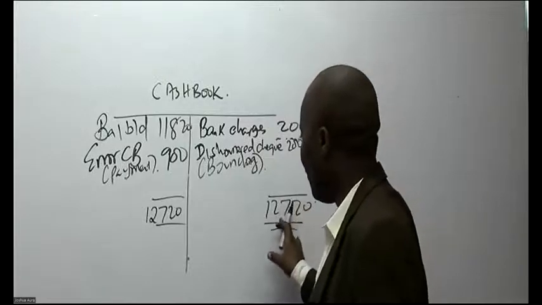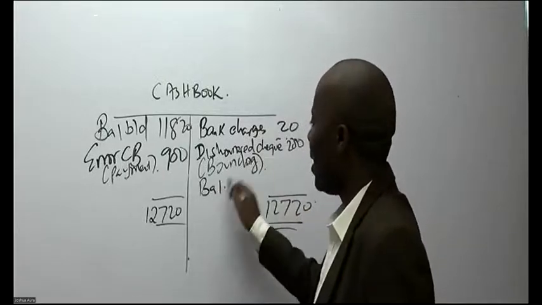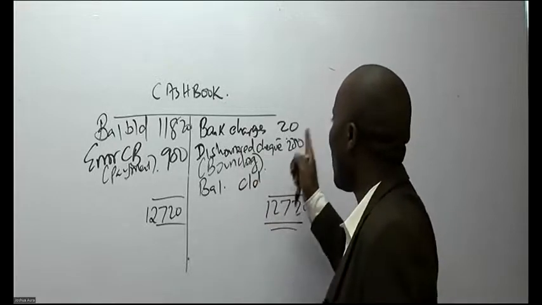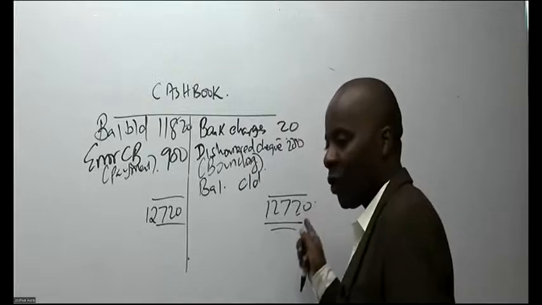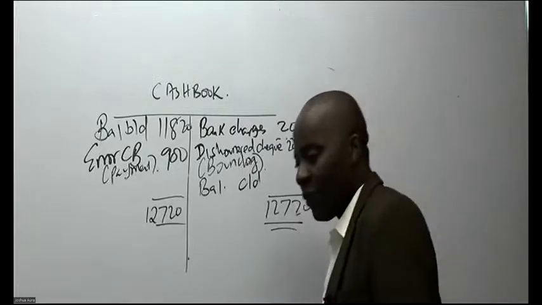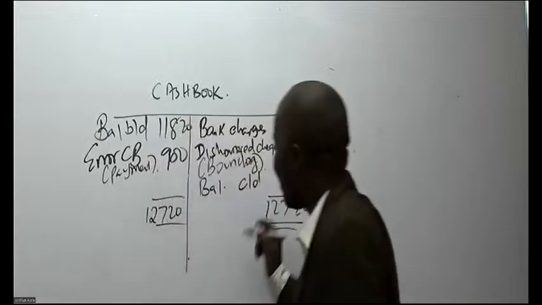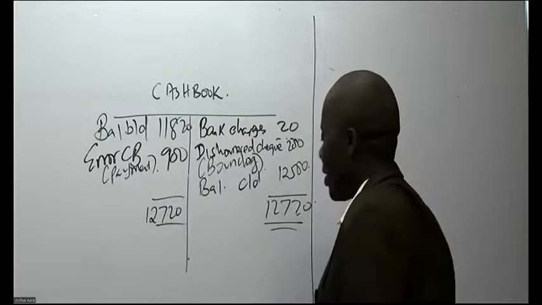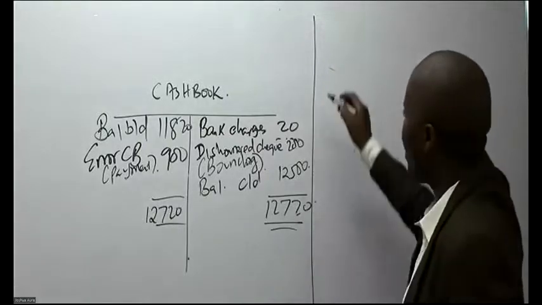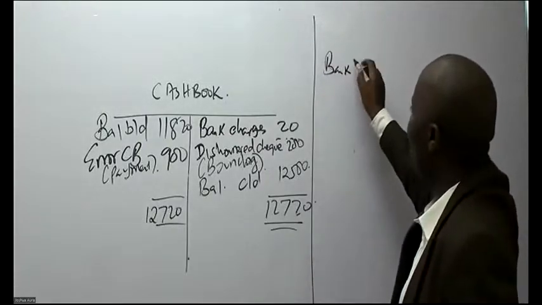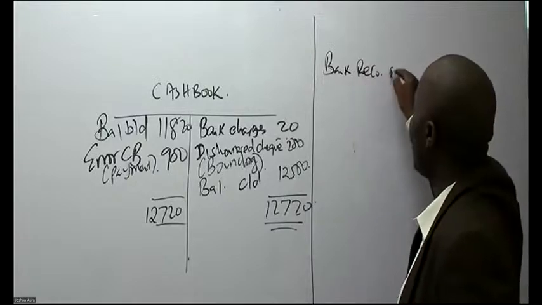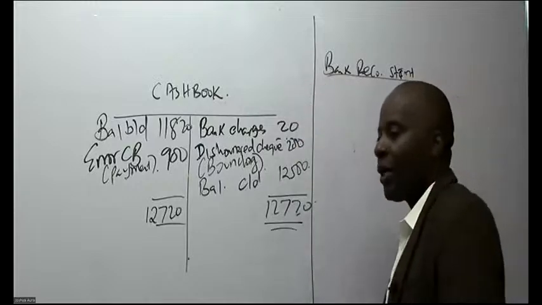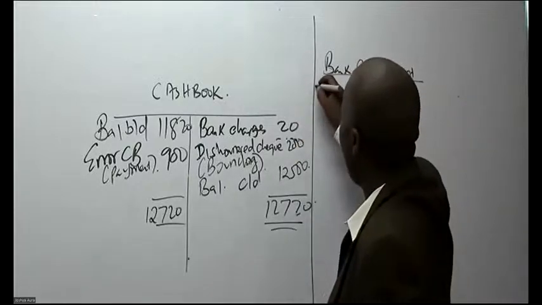Now, if this side is heavier, it means that the balancing figure, the balance carried down, will be 12,720 minus 200 minus 20, which gives me how much? 12,500. Ladies and gentlemen, after that, now go ahead and give us what we call a bank reconciliation statement. This bank reconciliation always starts with balance.